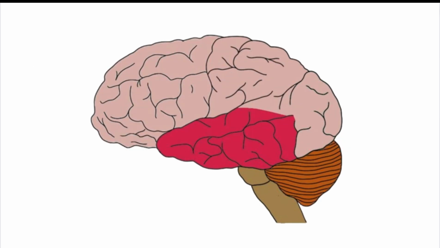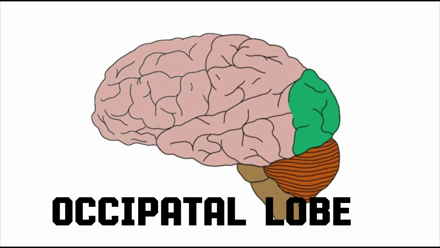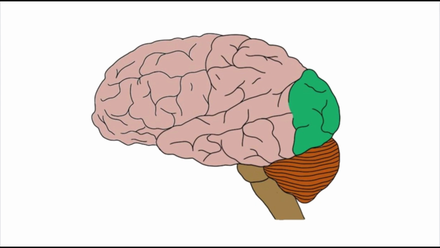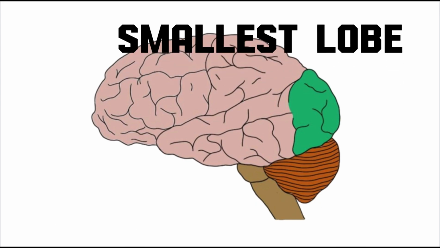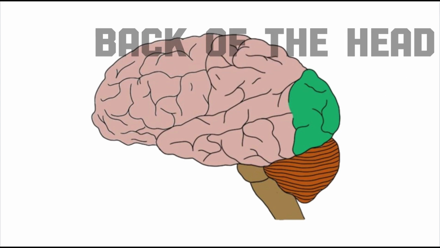Now let's move on to the occipital lobe. So this green highlighted structure you see over here is the occipital lobe. The occipital lobe, unlike the temporal lobe and the frontal lobe, is the smallest lobe in the brain. The occipital lobe is located at the back of your head.